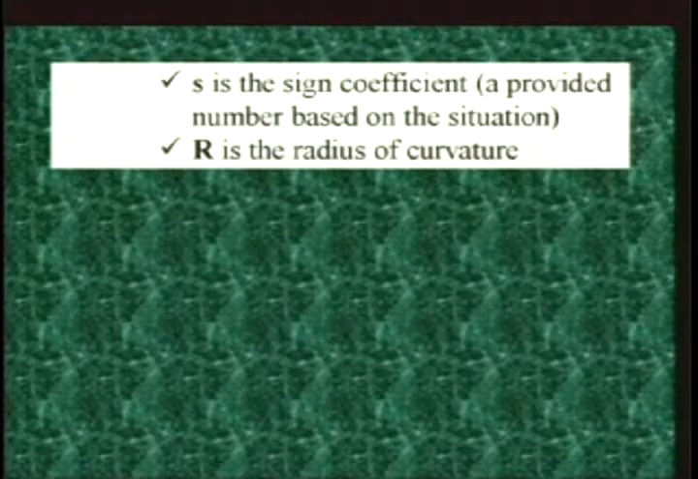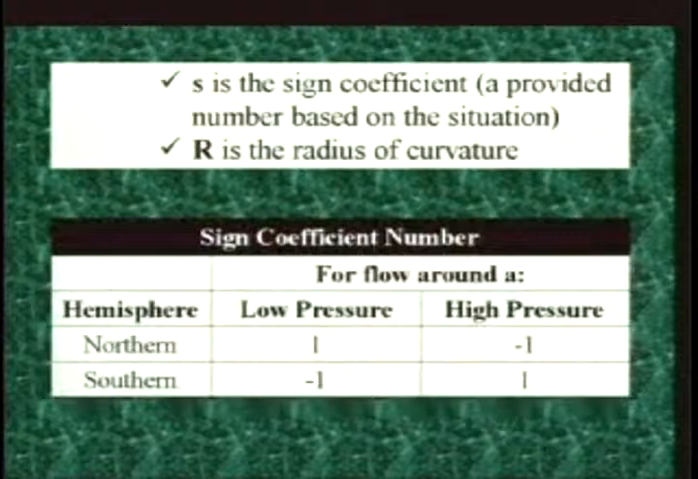We also have to take into account the actual situation. The situation being if we're dealing with low pressure or high pressure, a trough or a ridge, and also if we're in the northern hemisphere or the southern hemisphere. So if you're plugging numbers into that particular equation, these are the numbers that would be assigned given the situation: low pressure, high pressure, northern hemisphere, southern hemisphere.